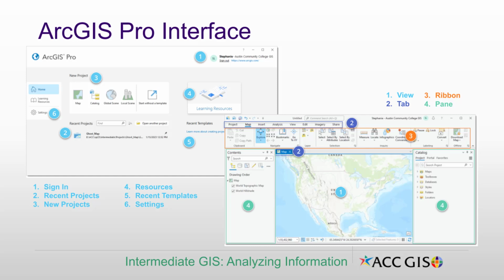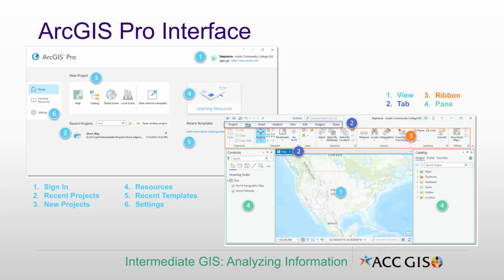Now, when you open the software, you'll see a screen that looks like this in general, that includes views, tabs, ribbons, and panes. And it's important that we use the same syntax to describe the different elements of the software. That way we're on the same page when we're having discussions, and when you are reading the statement of works and the demonstrations, when I say open the map view, you know what that means.